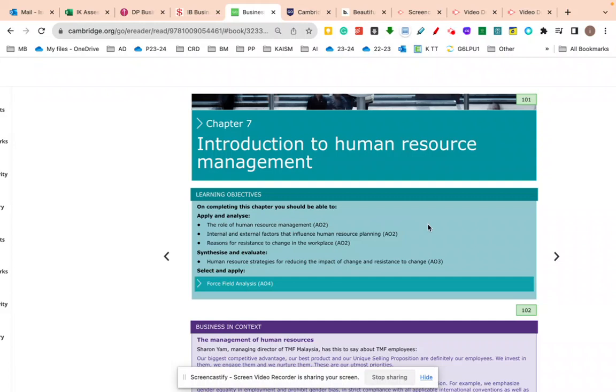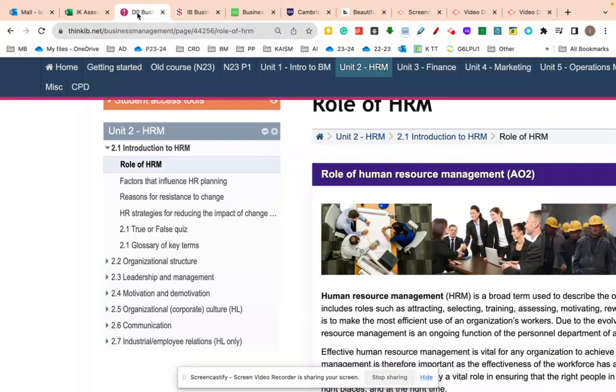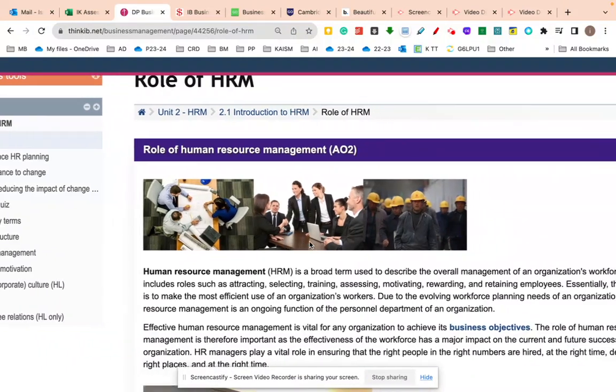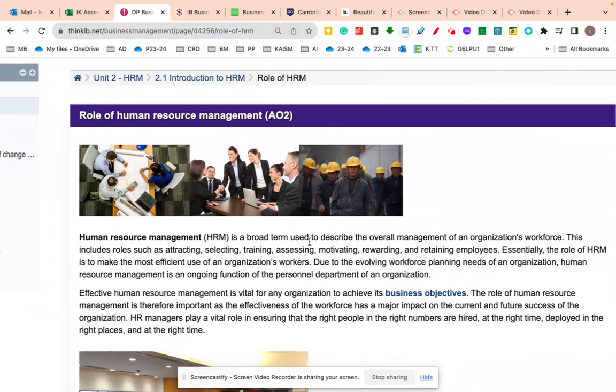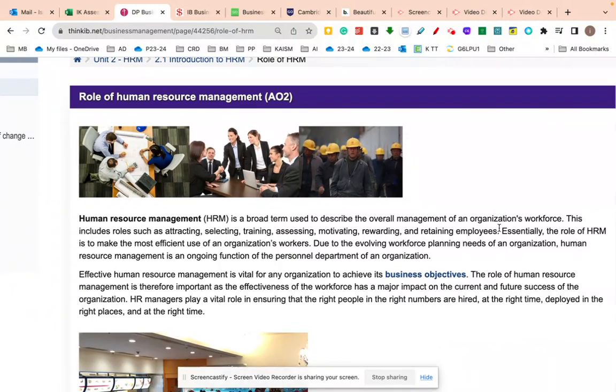So let's start off with what is human resource management and what role does it play? So we'll go back here and we'll have a look. Human resource management in summary is just the management of people inside the workplace. You can see essentially the role is to make the most efficient use of an organization's workers. You definitely need to write this down. Essentially, the role of HRM is to make the most efficient use of an organization's workers.